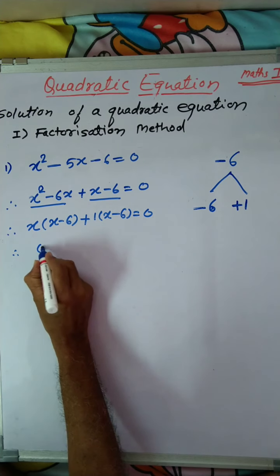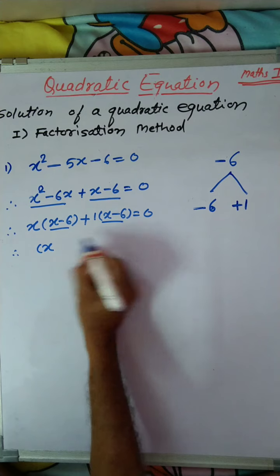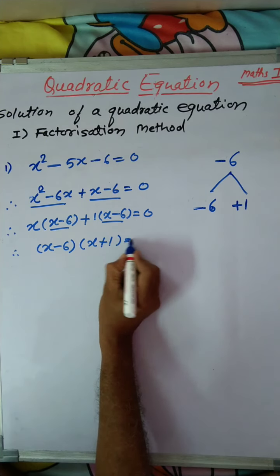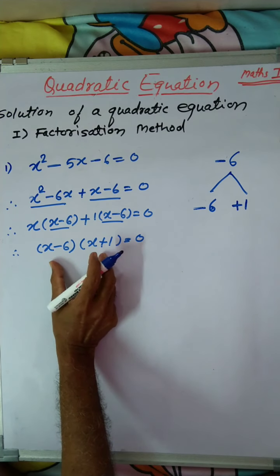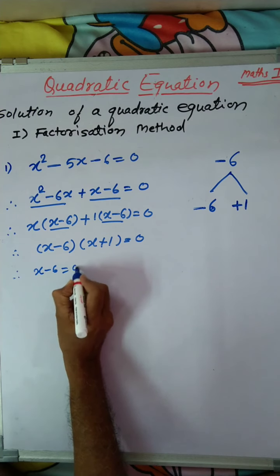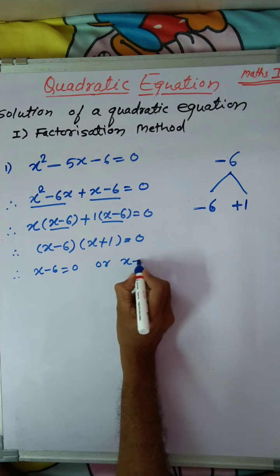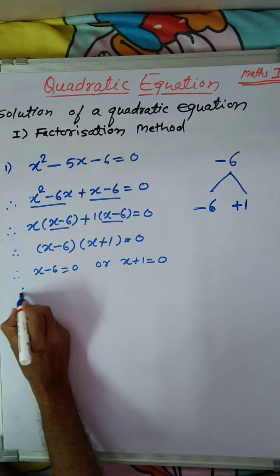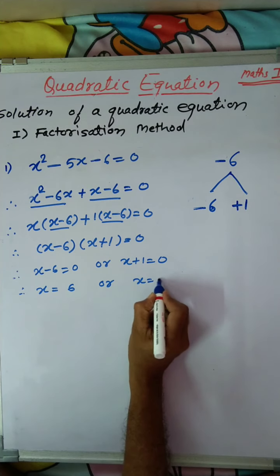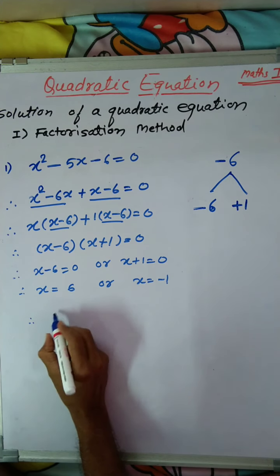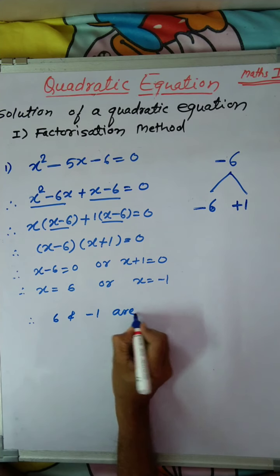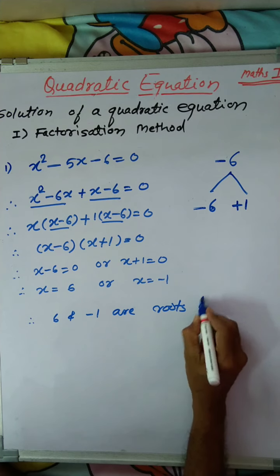And hence x minus 6 is the same, we get in the first bracket, and in the second bracket x plus 1 is equal to 0. The product of two terms is 0. Hence x minus 6 is equal to 0 or x plus 1 is equal to 0. Therefore x is equal to 6 or x is equal to minus 1. Hence our solution is 6 and minus 1 are the roots of this equation.